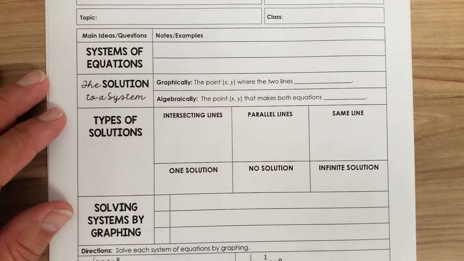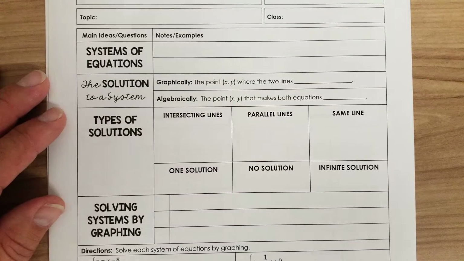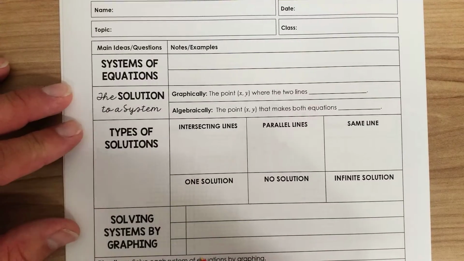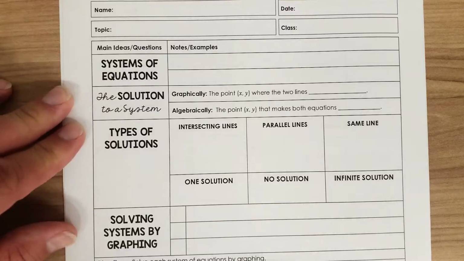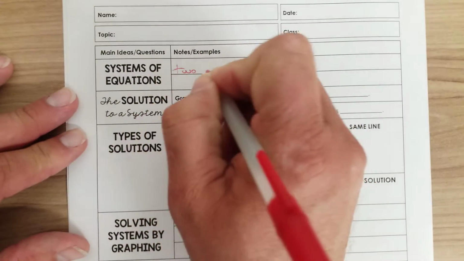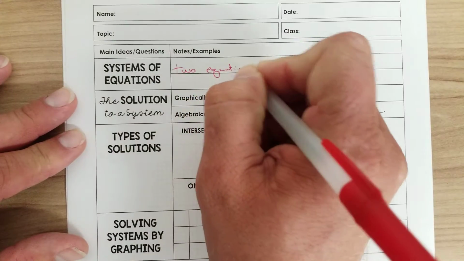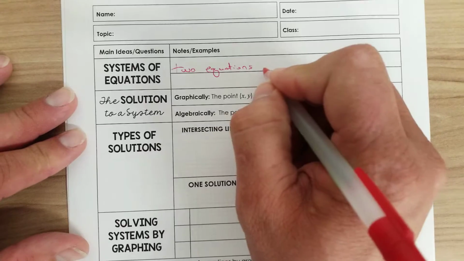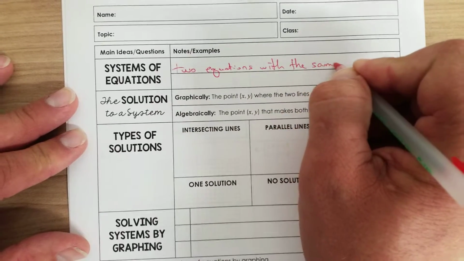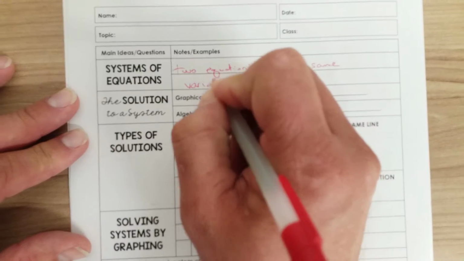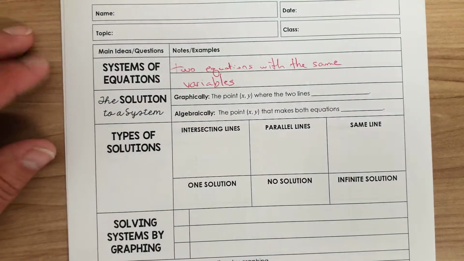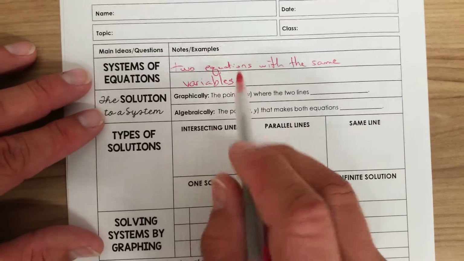As we begin chapter 6, we are going to start talking about systems of equations. And this is a new vocabulary word. We have been graphing equations and solving equations, but a system of equations simply means that there's two equations, not just one, but two equations in one problem with the same variables.